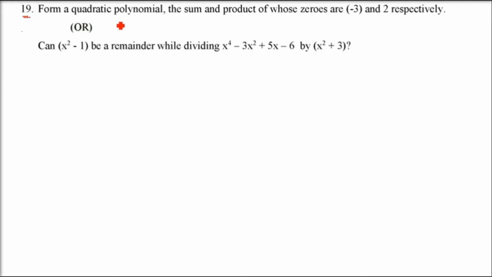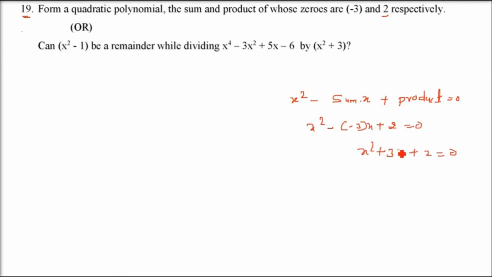Form a quadratic polynomial, the sum and product of whose zeros are -3 and 2 respectively. So we have a direct expression for this. x square minus sum of the zeros, x plus product of the zeros, and this equals 0. This is the quadratic equation. x square minus sum is -3, so minus of -3 into x plus product is 2, and this equals 0. So x square plus 3x plus 2 equals 0. This is the quadratic equation, right?